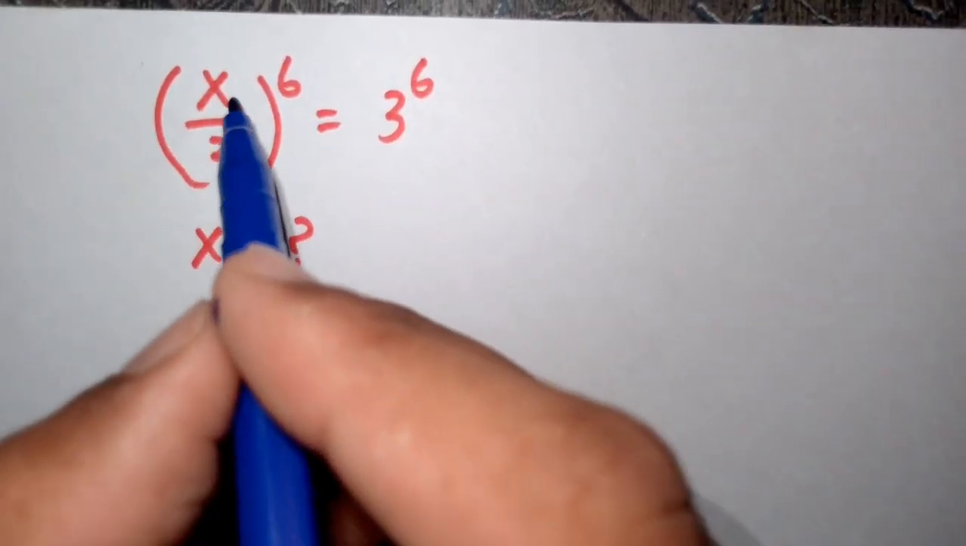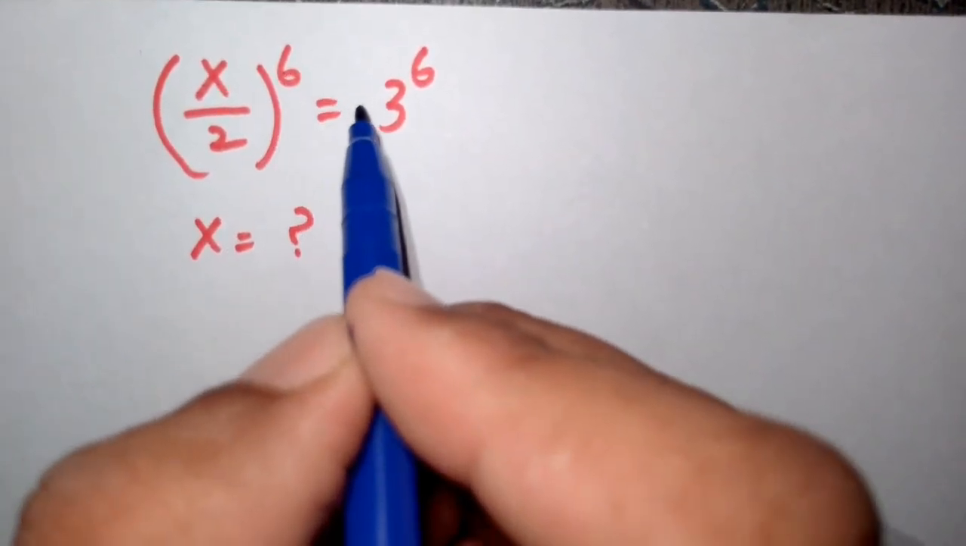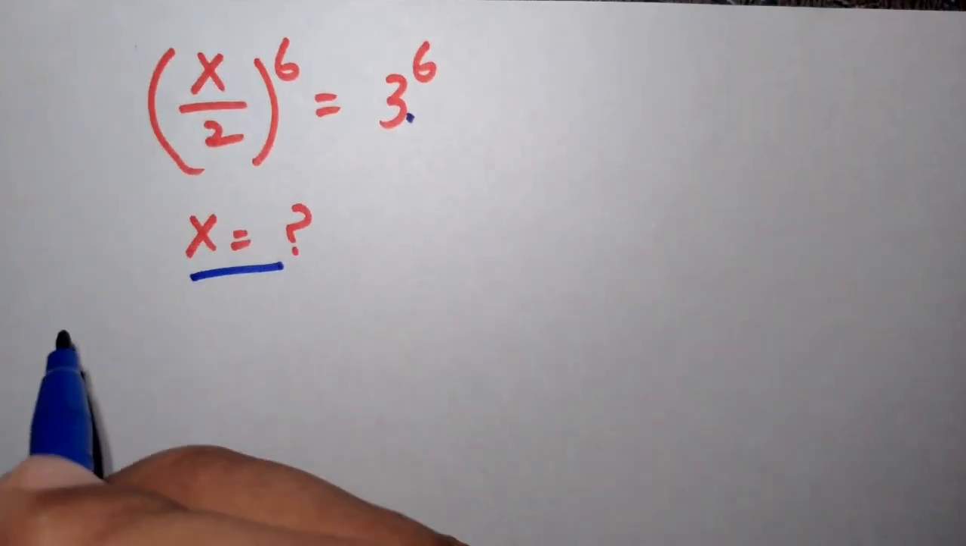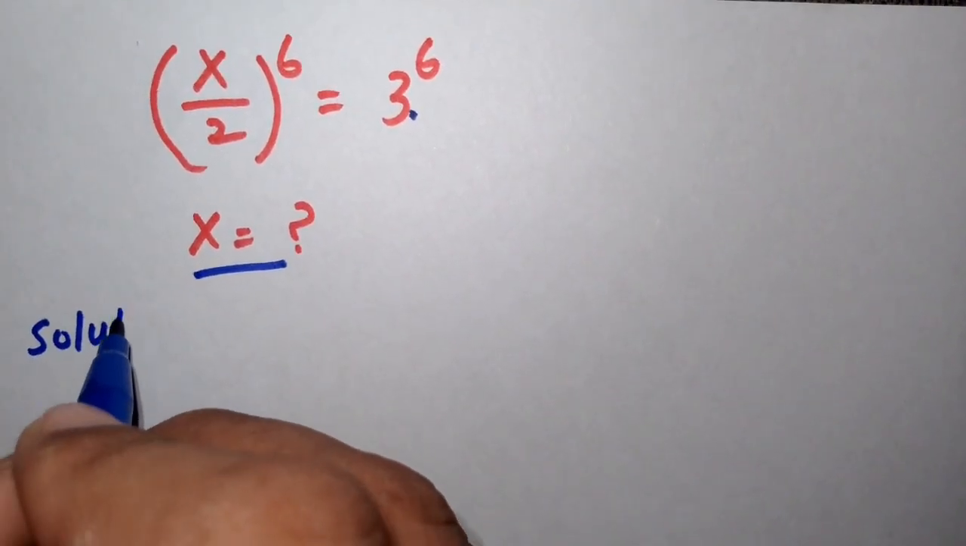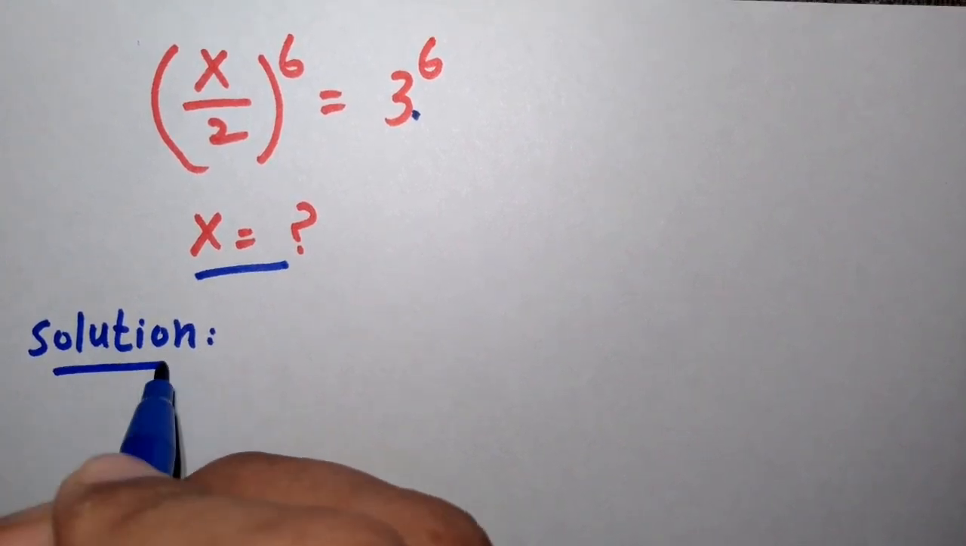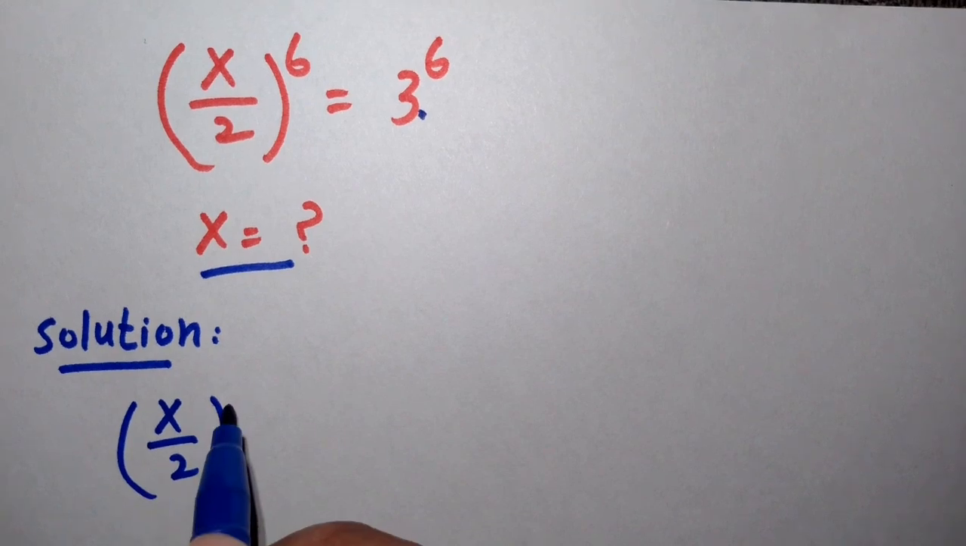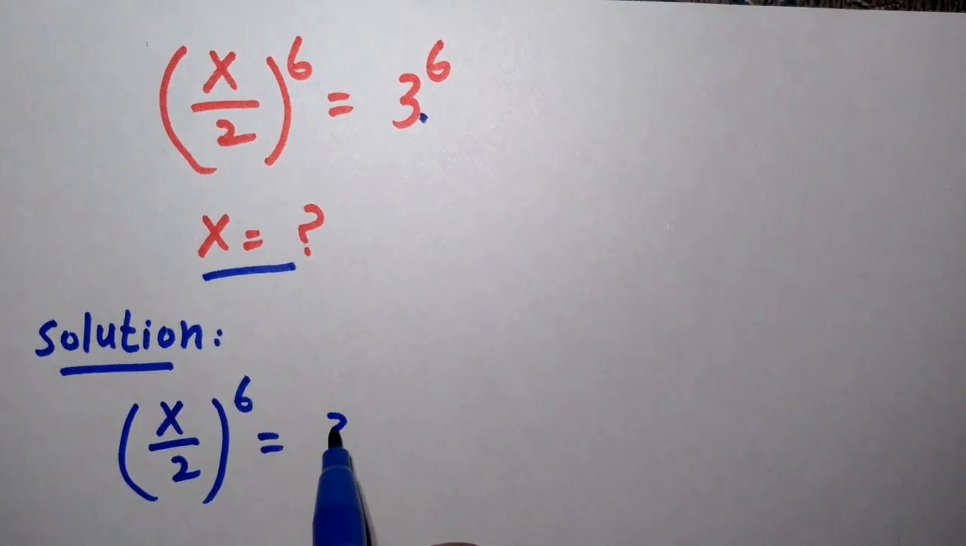We have to solve (x^2)^6 = 3^6, and we have to find the value of x. Solution: (x^2)^6 is equal to 3 to the power of 6.